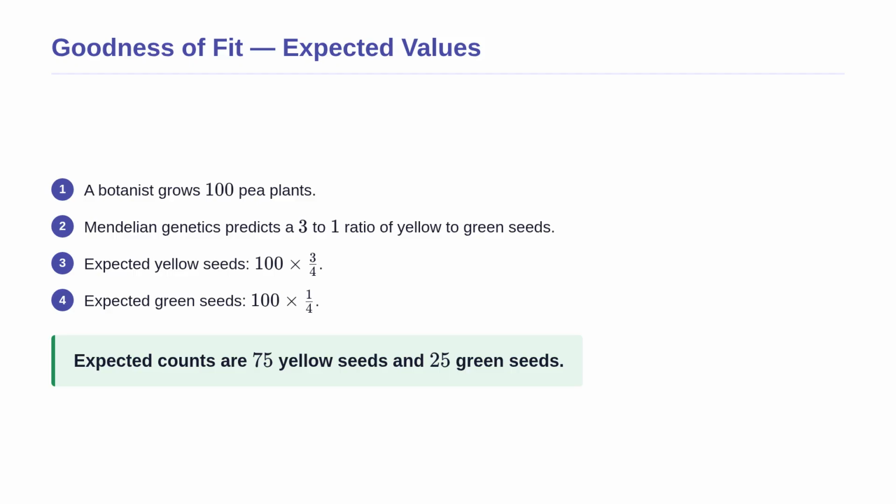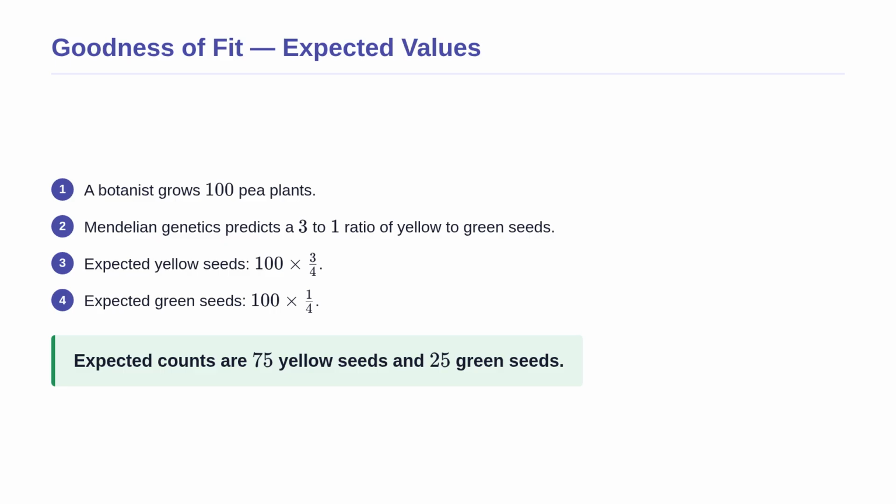With our formulas ready, let us walk through a classic biological example known as a goodness of fit test. Suppose a botanist is crossing pea plants. According to Mendelian genetics, the offspring should have yellow and green seeds in a strict 3-to-1 ratio. The botanist grows 100 plants.